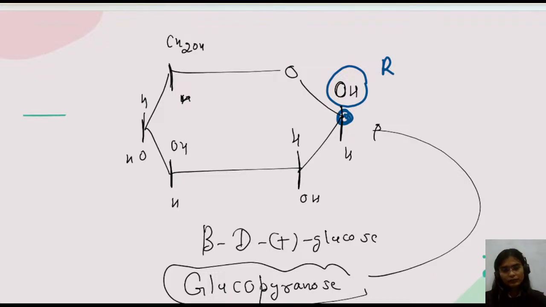Okay, now next, there's a twist in the story one more time. Remember in the previous class we discussed reducing and non-reducing sugar. But you may say, ma'am, you just told us the cyclic structure actually exists in nature, and the open chain does not really exist. So my question to you is: how do we justify that it is a reducing sugar and it reduces the Tollens and Fehling solution?